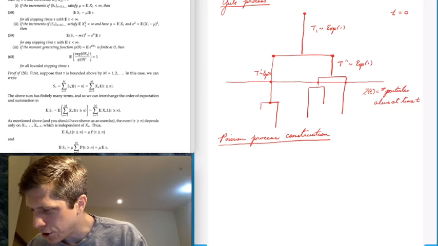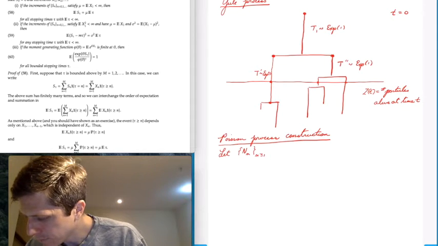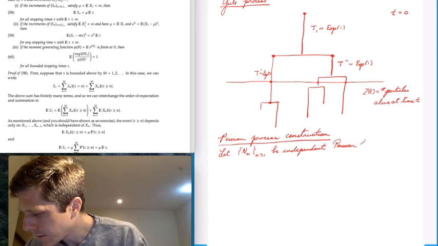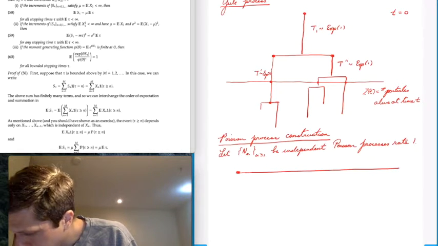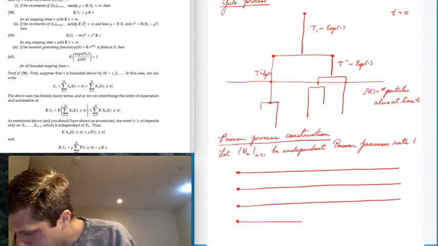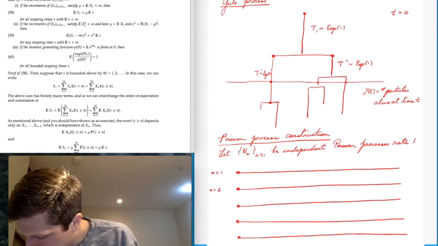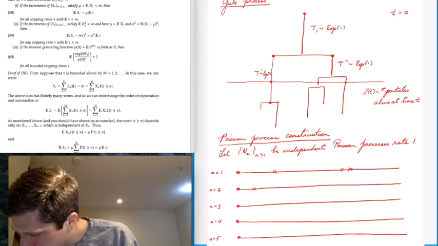So what we're going to do, to generate this process, is take some collection of independent Poisson processes with unit intensity. Okay, so each one of these processes has occurrences happening, infinitely many of these. So we have an independent Poisson process happening for each of these cases.